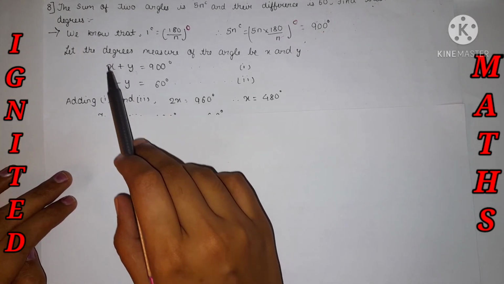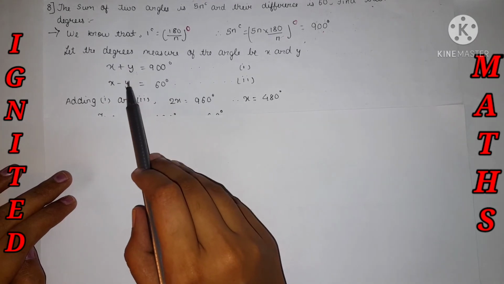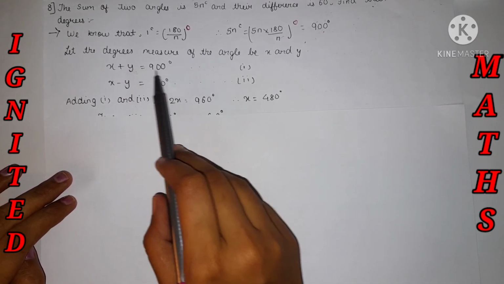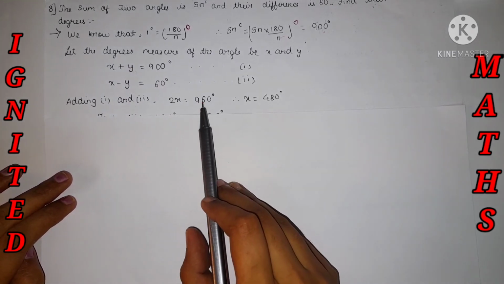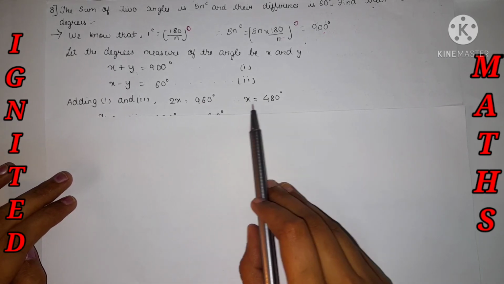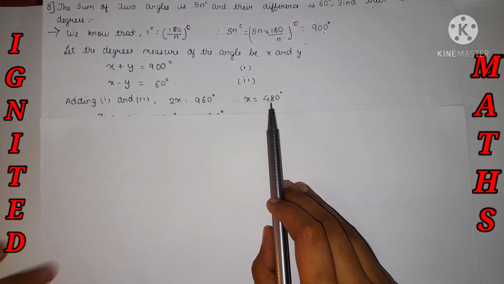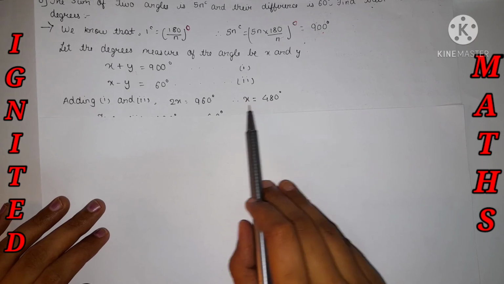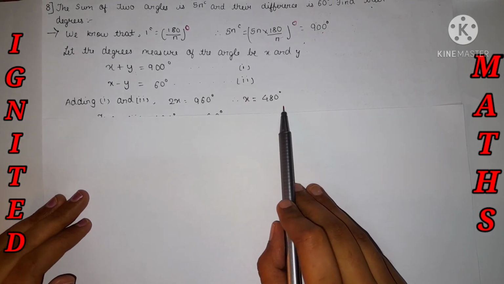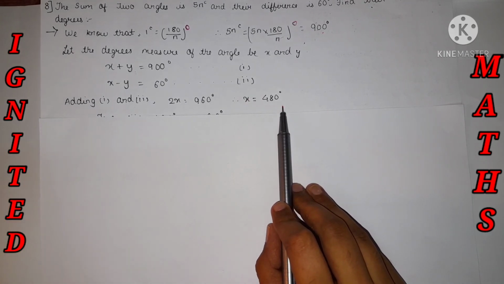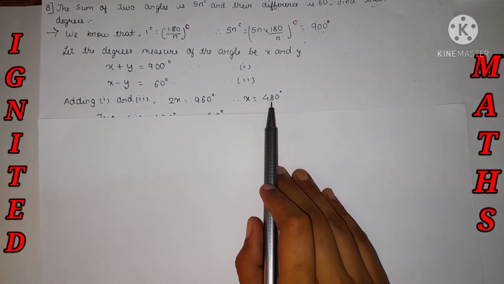So x plus x is 2x, and y plus y minus y will be cancelled, and 900 plus 60 degrees is nothing but 960 degrees, and x is equal to 480 degrees. We got the x value in degrees. Even we need to find the value of y also. This is what the question says. So let's find the value of y.